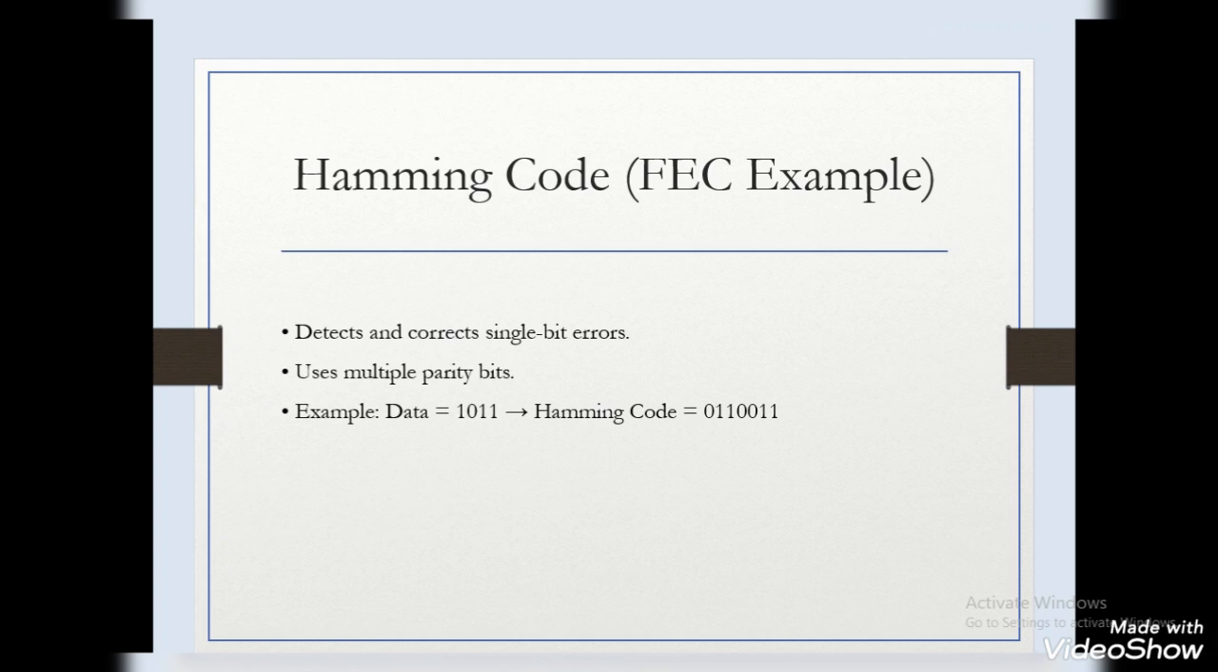Hamming code example. It illustrates a real example of forward error correction, where Hamming code uses parity bits to detect and correct a single bit error. Here we are given the data 1011, encoded as Hamming code 011001, widely used in memory systems and digital communication.